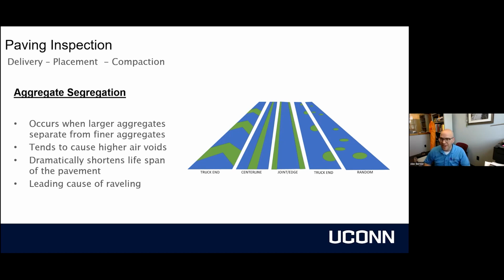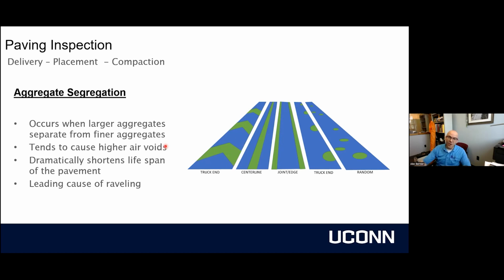Now, we've talked a lot about segregation over the course of these periods. And what we're talking about here is segregation, in this case, happening during delivery and placement. So this first one over on the left is known as truck end segregation. And what's happening is as the material flows out of the bed of the truck, the larger stones are going to make their way into the paver first. They're going to make their way through the conveyors first, through the augers first, and behind the screed first. So you actually see this manifest as chevrons.